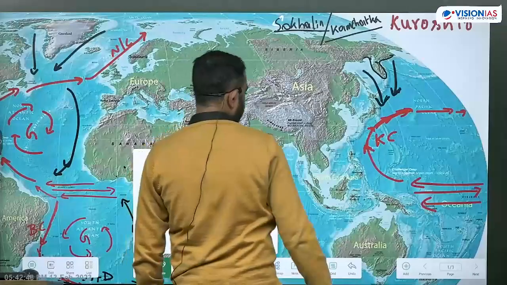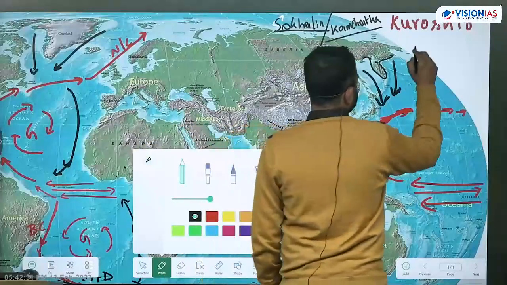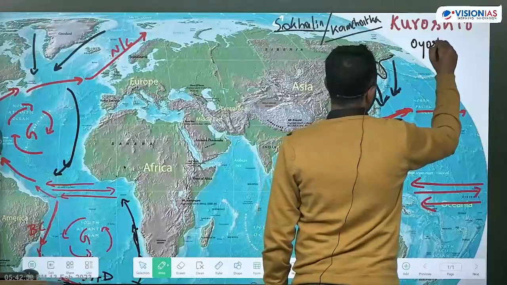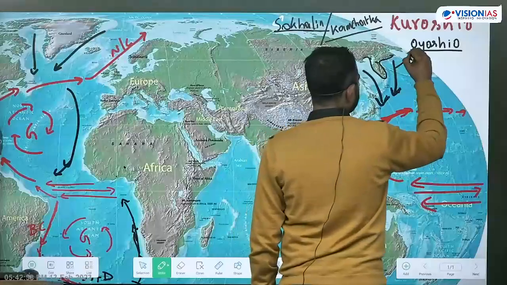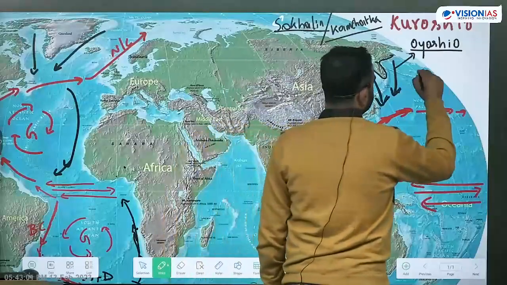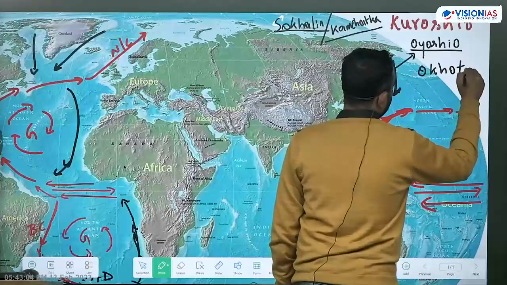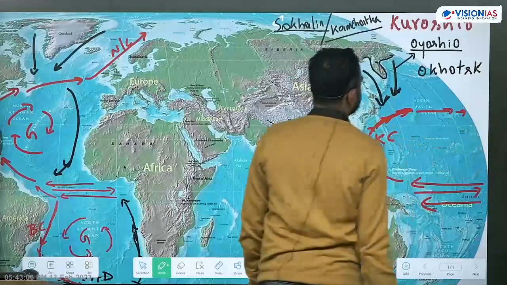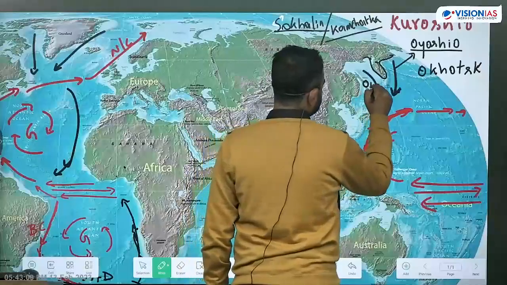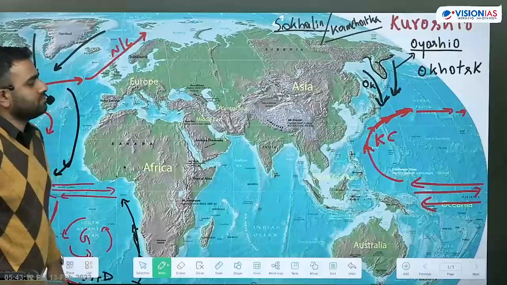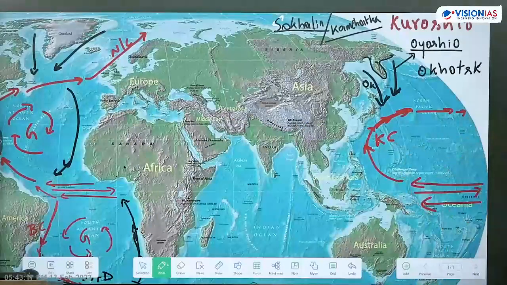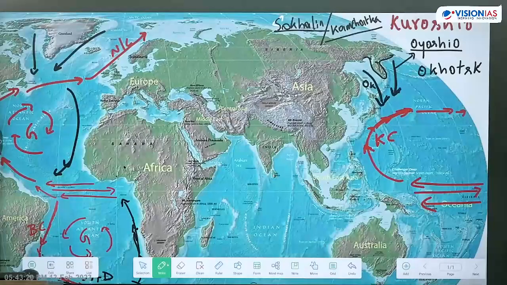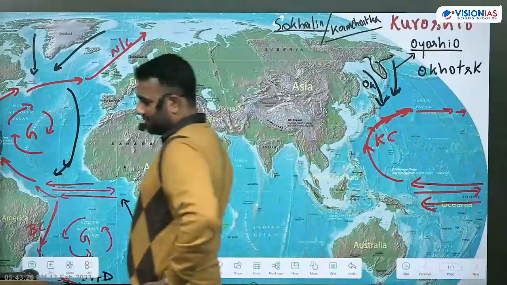So here there are 2 cold currents. One is ओयाशियो, this is ओयाशियो. Another one is ओकोट्स्क. Okay, so this is Okhotsk. So कामचटका पेनिनसुला के बगल से आता है ओयाशियो, और इस साइड से आता है ओकोट्स्क. एग्जैक्ट लोकेशन तो इतना जरूरी नहीं है, at least 2 cold ocean currents हैं वहां पर, ये याद होना चाहिए, in the Pacific Ocean from the north.